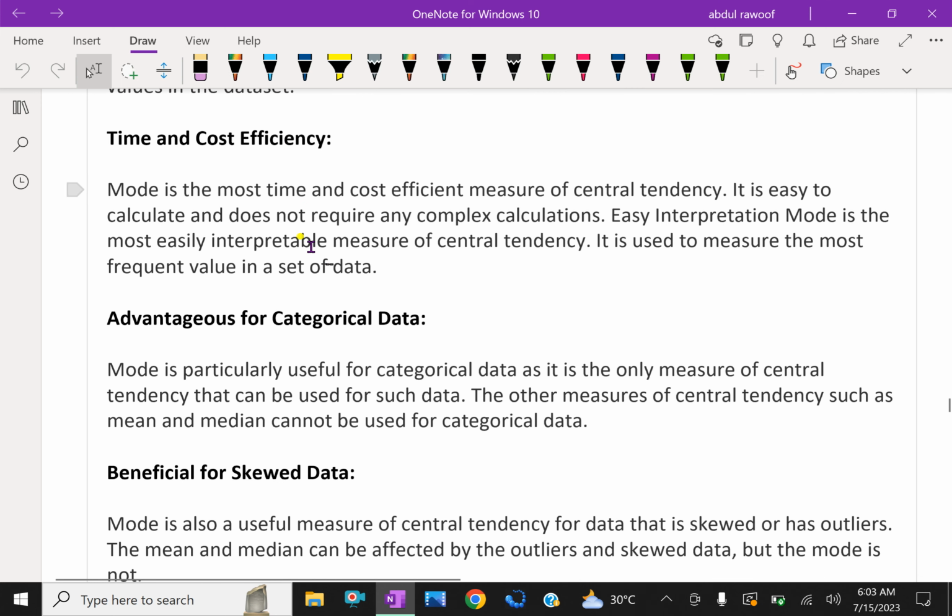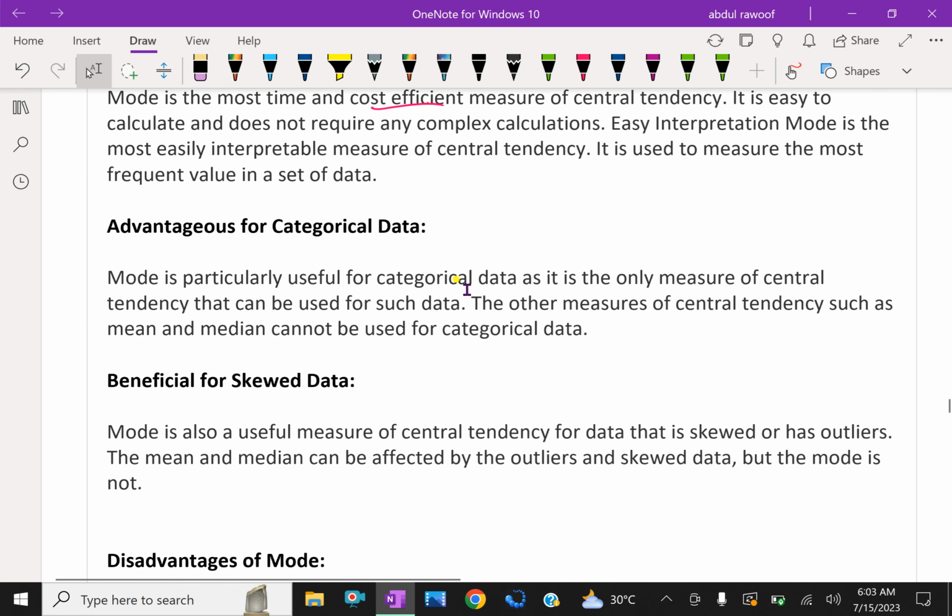Time and cost efficiency. Mode is the most time and cost efficient measure of central tendency. It is easy to calculate and does not require any complex calculations. Easy interpretation. Mode is the most easily interpretable measure of central tendency. It is used to measure the most frequent value in a set of data.